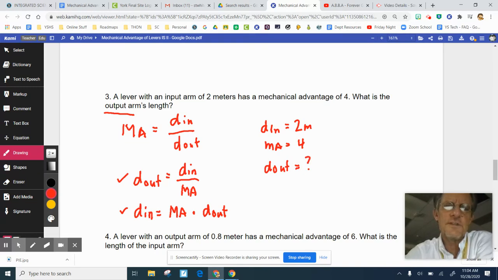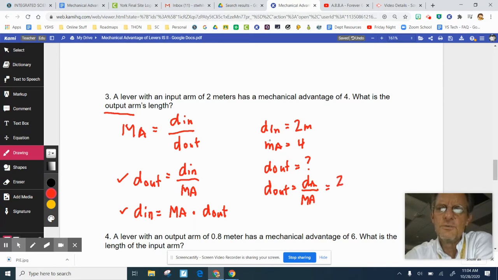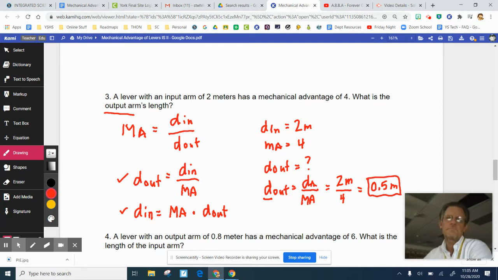Is there an equation for that? You bet. Distance out is equal to distance in divided by mechanical advantage. I have both of those. So that's 2 meters divided by 4. And that's going to be 0.5. Now notice I've got units here, and I'm solving for a distance. So it'd be 0.5 meters.